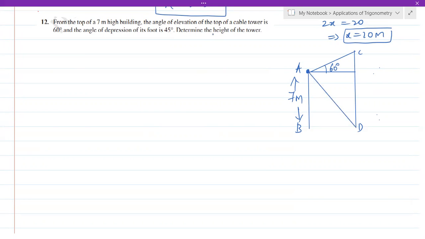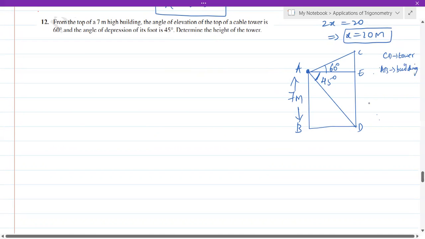Okay. Now let's take this point as E. AE is the horizontal line of sight, and AD is the new line of sight. So this angle is 45 degrees. Okay. Let's join B and D. Now, what we have to find is the height of the tower. CD is the tower, right? CD is the tower and AB is the building.